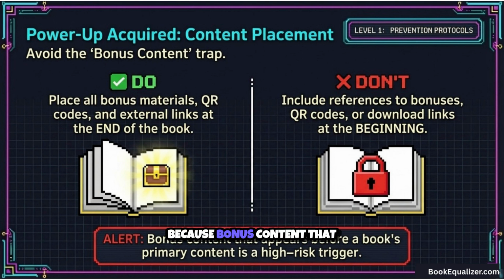Why? Because bonus content that appears before a book's primary content is a high-risk trigger. Readers need to experience your main content first. Think about it from Amazon's perspective. They want customers to get what they paid for before you offer them extras. Put your bonuses at the back. Make your primary content shine first.